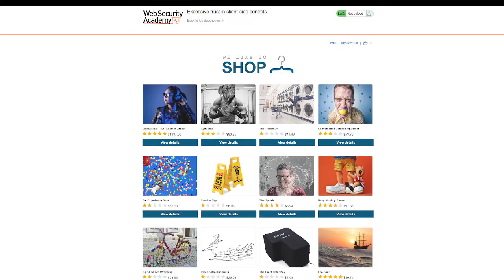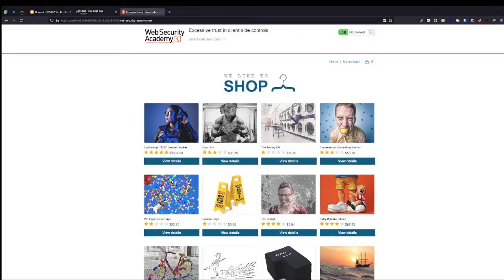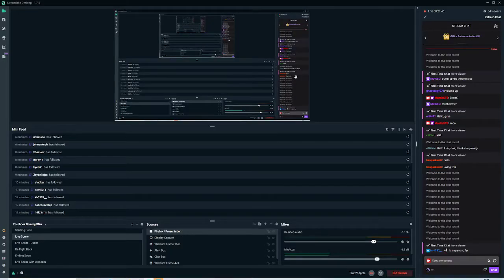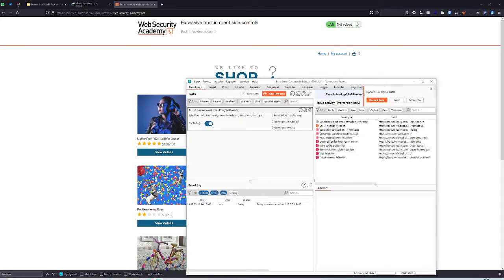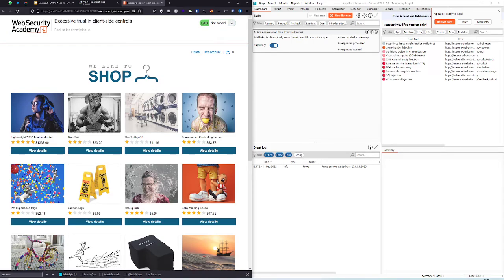Right, so we have an excessive trust in client-side controls. I'm going to have to share my entire screen. So 2 seconds, let me just put that one on and mute that one. There you go, you should be able to see me. Let me just know if you can. I believe you can. Yep, cool. According to my phone, I can.